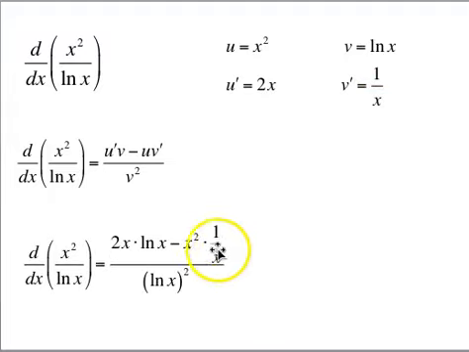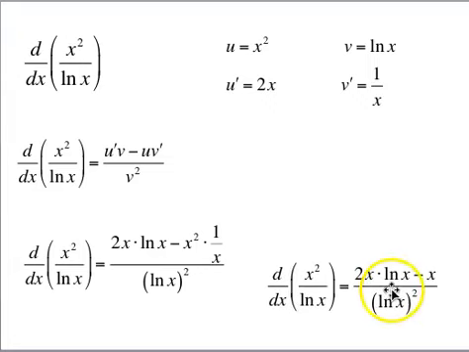But you'll notice that x squared times 1 over x can simplify. X squared times 1 over x just becomes x. So we get 2x log x minus x over log x squared. You could, in theory, factor an x out of both pieces in the numerator, but nothing cancels, so I don't really see an advantage to doing that. I think this answer as written is perfectly fine.